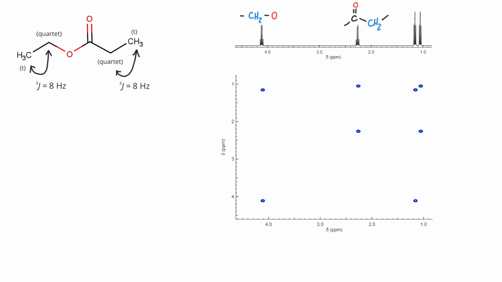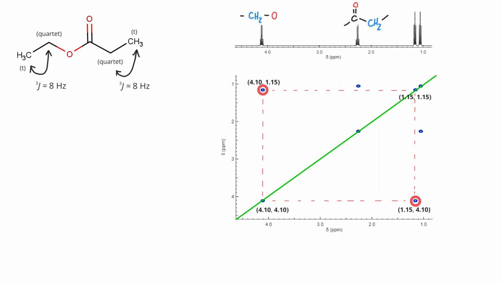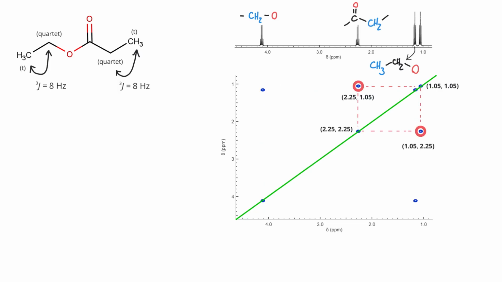So let's see the COSY spectrum to decide. Again, we can see all the 4 peaks on the diagonal. So let's start from 4.1 on the diagonal, and we can see that we have the cross peak with the triplet at 1.15 ppm. So based on the COSY spectrum, we can assign the peak at 1.15 ppm to the methyl group here. And we can see that there are cross peaks between the peaks at 2.25 and 1.05. So we can see that these are again neighbors to each other.